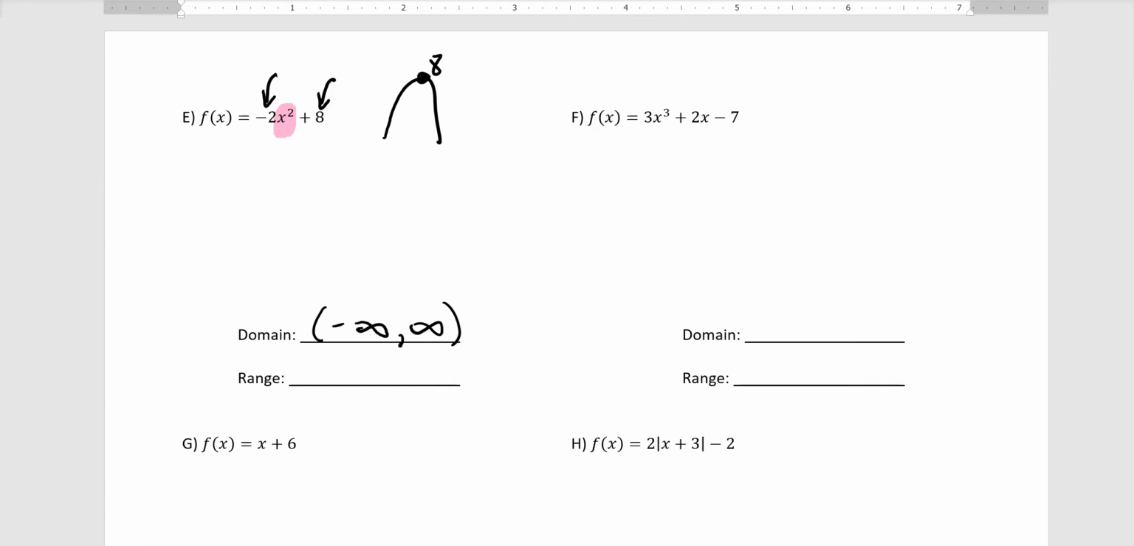So that tells me my range is going to be -infinity, because it's going to go all the way down. The highest it reaches is 8, and we'll give it a hard bracket. When we're doing these, we'll always have hard brackets on those transformations. Excellent.